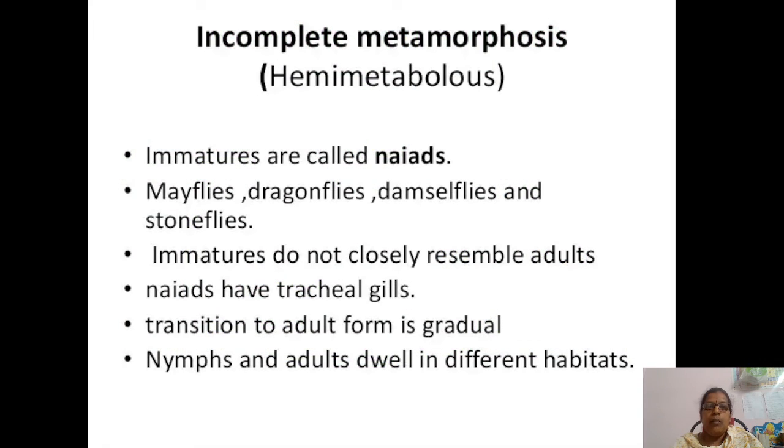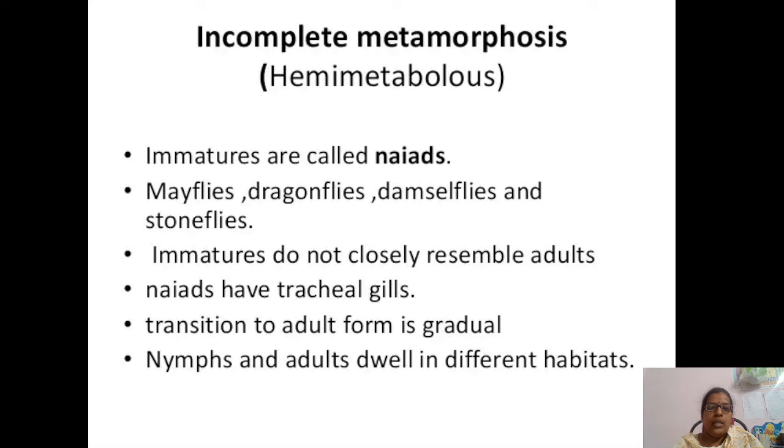Next, the last one is called hemimetabolism, or we can call it incomplete metamorphosis. Here the immatures are called naiads. Okay, so generally the mayflies, dragonflies, damselflies, and stoneflies show this incomplete metamorphosis. Immatures do not closely resemble adults here. Okay, so naiads have tracheal gills. This is one of the important points, because here the immatures live mostly in the water. You may find adults in some other habitats.